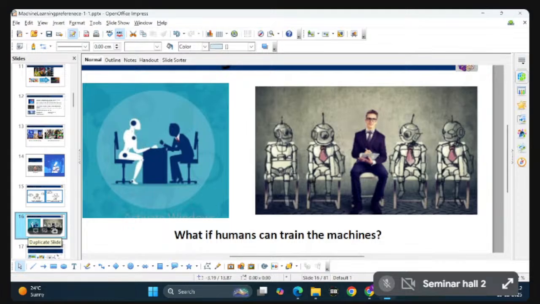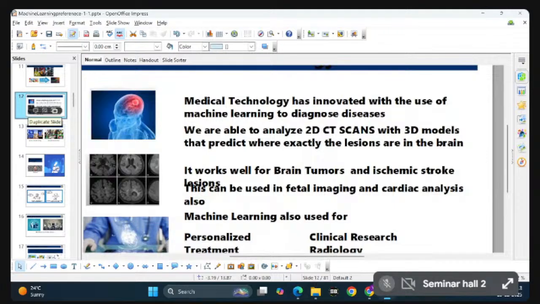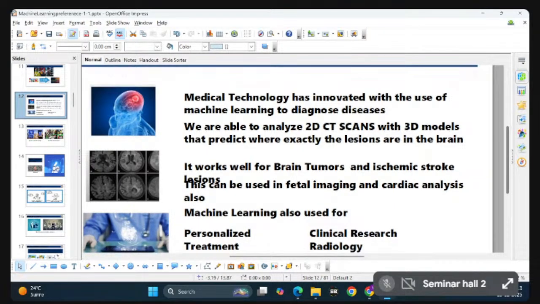What if humans can train the machines? The result is AI. Is it right? The result is AI. Why I am saying the result is AI is that today in each and every field, whatever field you take, AI is ruling. Yes or no? In each and every field, including the police department.